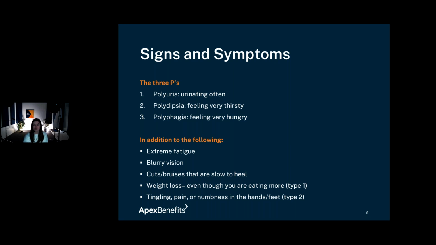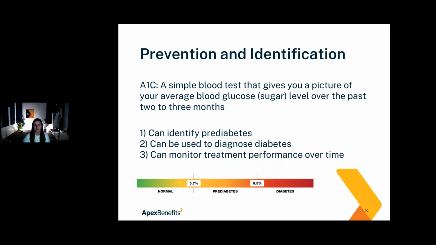Like I said, with type 2, you might have none of them, and so you might not even notice it's happening. And that's because it is a very long-lasting condition. It's slowly building up over time, and so your body just learns to adjust to the changes that are happening in your body. So how can I actually prevent and identify a condition before this gets worse?